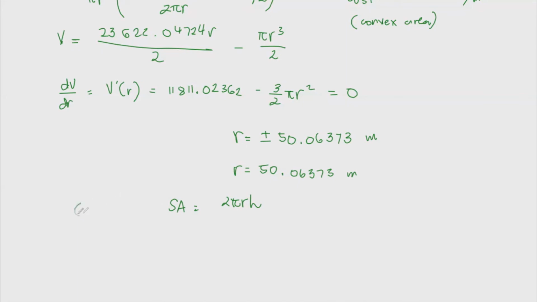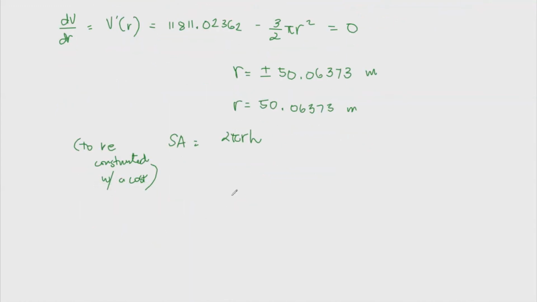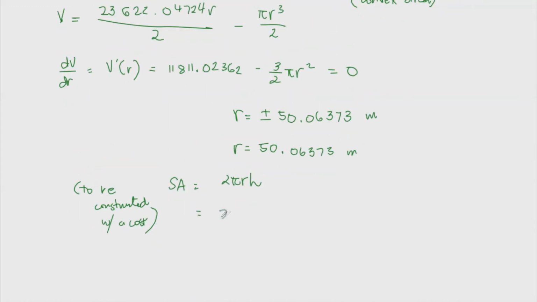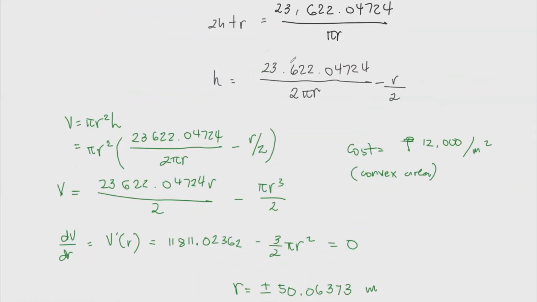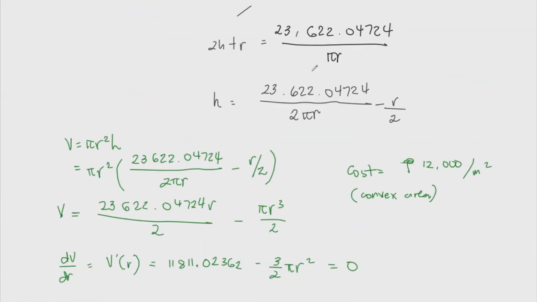Let's just use it to be constructed with a cost. Okay, so the surface area is 2πrh, and that is equal to 2π times 50.06373, and then we have the height. So actually we don't have the height yet here, but we can just compute for that.